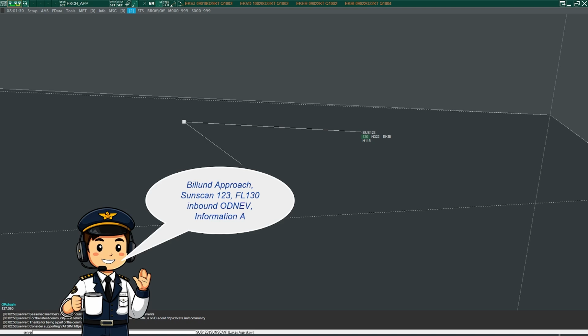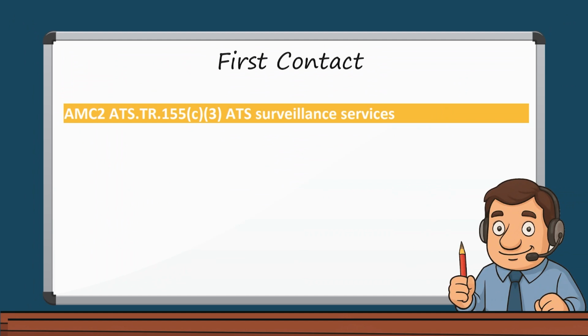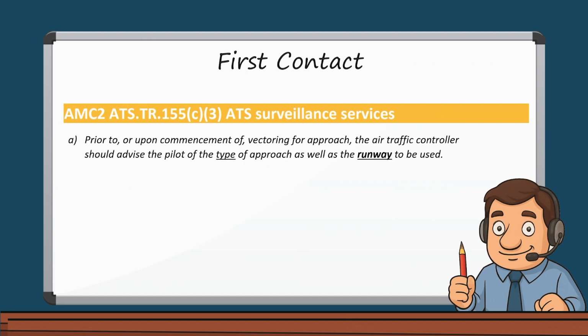Many stumble in their first words and are not quite sure what to say. Don't worry, there are actually quite clear rules on that. AMC2 to TR155 states, prior to or upon commencement of vectoring for approach, the air traffic controller should advise the pilot of the type of approach as well as the runway to be used. This is the first and foremost instruction to give and what to include. 2 things. Type of approach, runway in use.